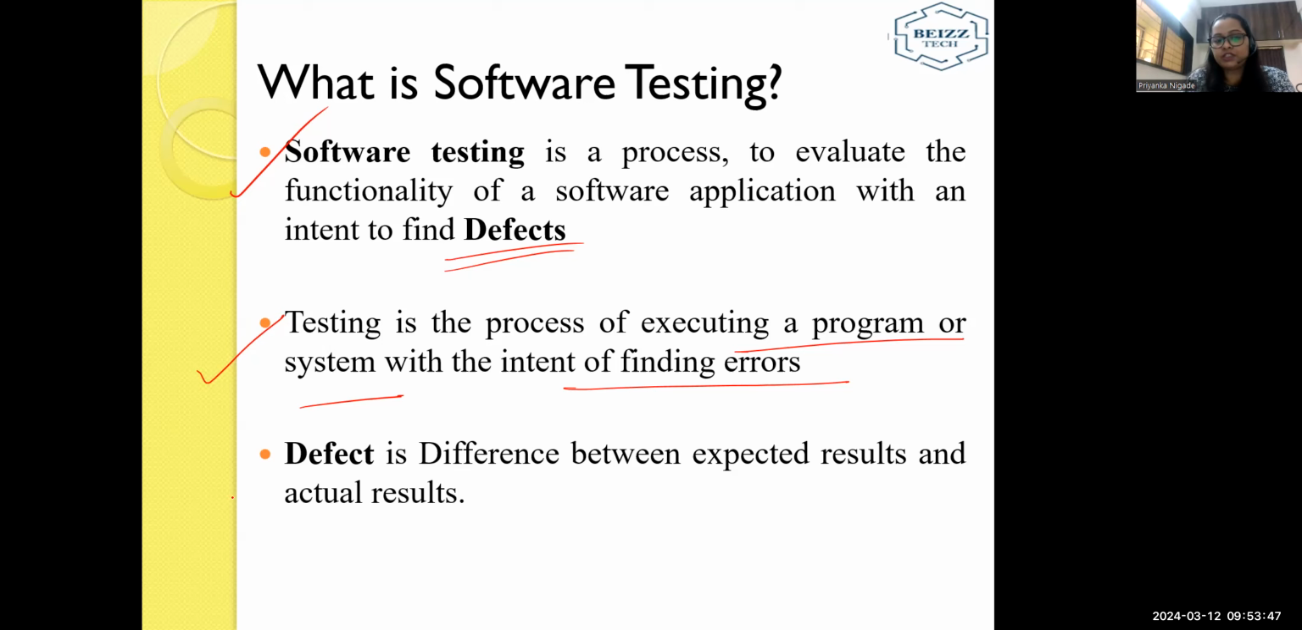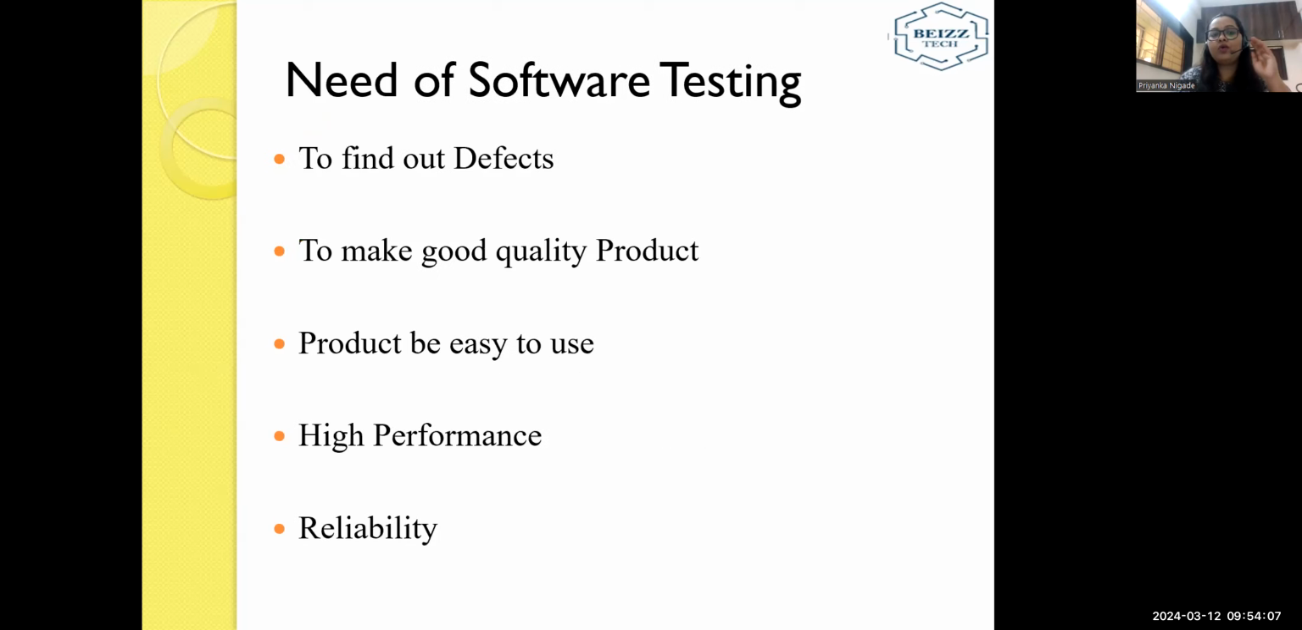What is a defect? Just now we have discussed. It is a difference or variance between the expected and actual result. Or you can answer in this way: a defect is nothing but any flaw in a software system where we can see a difference between the expected and actual result. That we can call a defect. Correct?